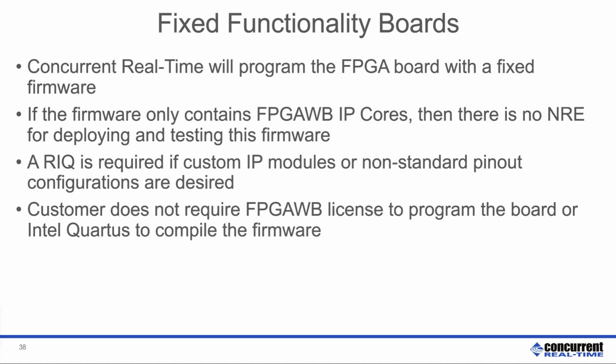For fixed functionality board, Concurrent Real-Time will program the board with a fixed firmware. So if the customer knows exactly what firmware they have and we have the IP cores for that, then there is no NRE involved in deploying and testing the firmware. The FPGA Workbench team will do it. However, an RAK is required if the custom IP modules or known standard pinout configurations are desired. Customer does not require FPGA Workbench license to program the board or the Intel Quartus tools to compile the firmware, because the FPGA Workbench team is going to do this for them.